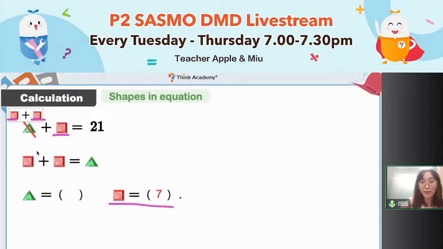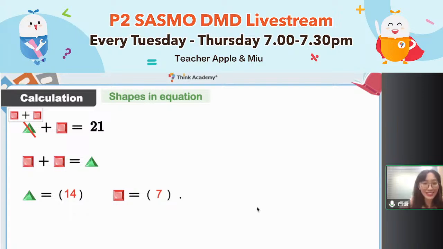Square equals to 7. And after that, how can we figure out the triangle? 7 plus 7 equals to 14, okay? So your first answer should be 14 and then write it down, 7. Understand now? 14 and then 7. If you just write down your answer as 7, then move on to 14. Sorry, you're wrong. Okay, pay attention to the order. Yes. So far, is that easy? Not that hard, right?